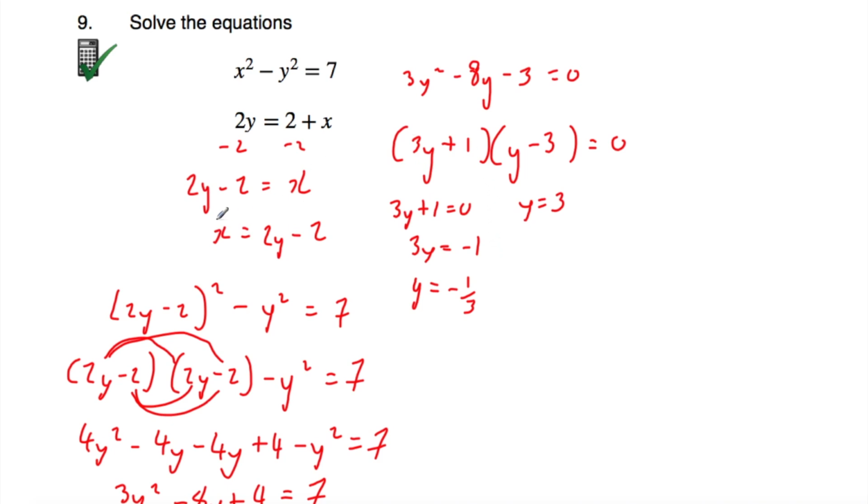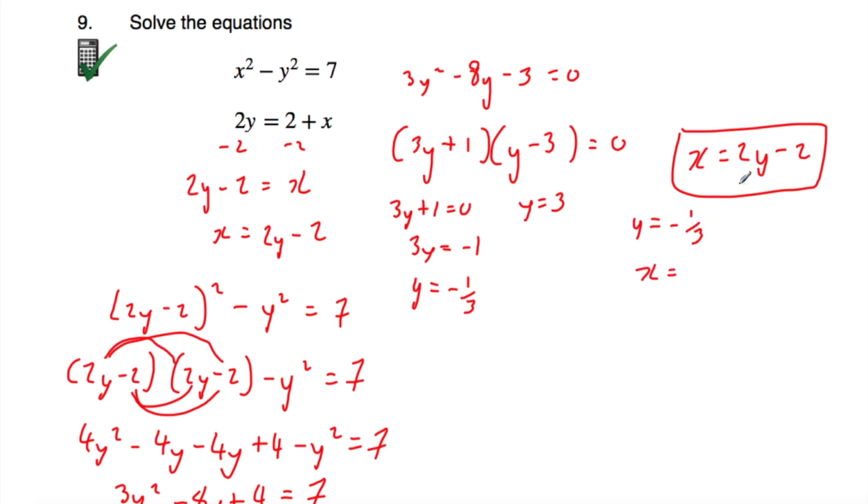This is fantastic. So if we have a look here, we had that x is equal to 2y minus 2. Let's find the values for x when y is equal to minus a third and y is equal to 3. So let's start off with y is equal to minus a third. Then x would be equal to 2 times y, so that's 2 times minus a third, and then subtract 2. And it's a calculator paper, so that's quite nice. You can do this on the calculator, and you get that x is equal to minus 8 thirds. So when y is equal to minus a third, x is equal to minus 8 thirds.